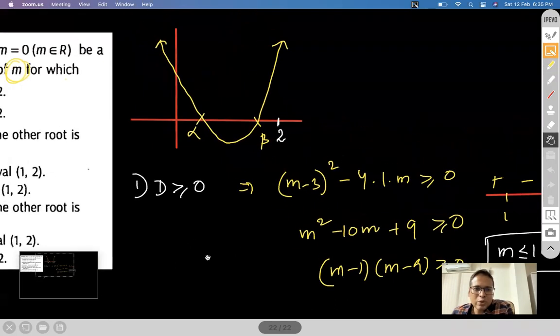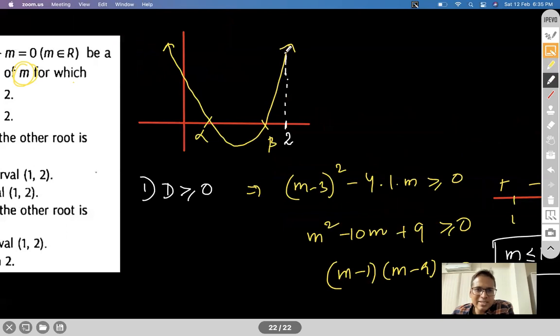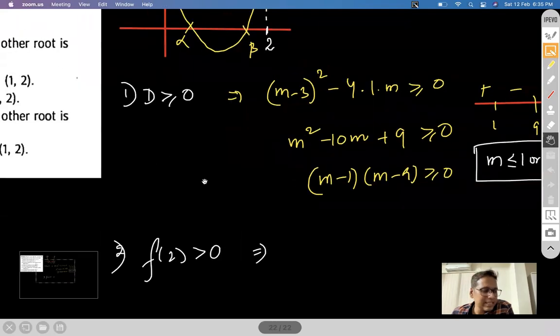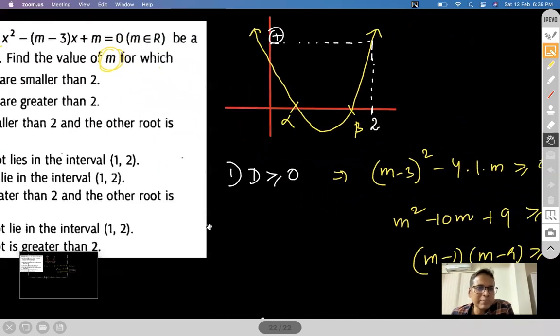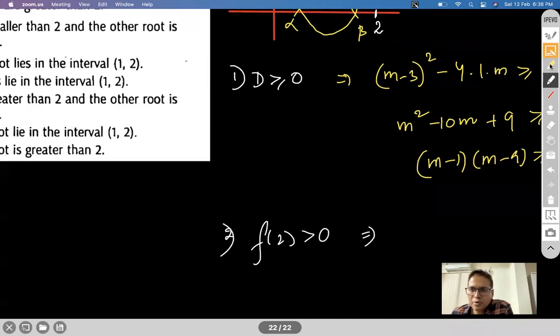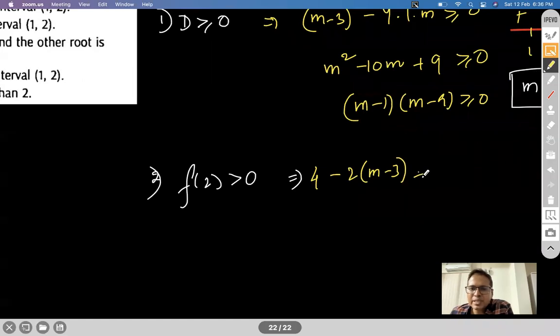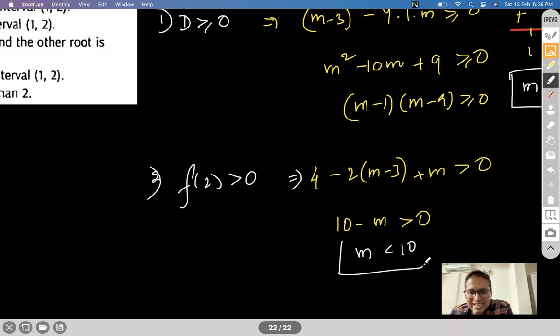The second condition is that your f of 2 would be positive, f being the polynomial involved in that quadratic equation. So f of 2 should be positive, exactly greater than 0, not greater than or equal to 0. So for f of 2, in this expression you have to put x as 2. That means 4 minus 2 times (m minus 3) plus m should be greater than 0, which means 10 minus m should be greater than 0, which means m should be less than 10, right? So this is our second condition, correct?